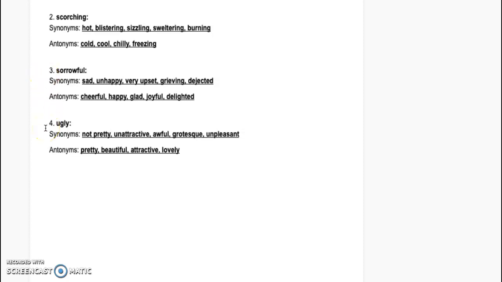Let's go to number 4. Synonyms: not pretty, unattractive, awful, grotesque, unpleasant. Antonyms: pretty, beautiful, attractive, lovely. All right, nice job, 4th graders.